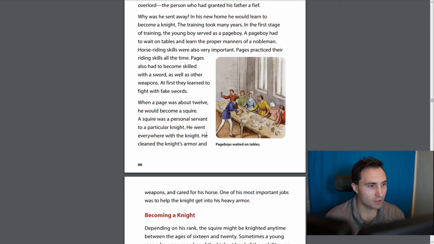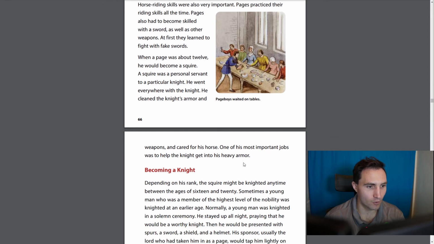When a page was about 12, he would become a squire. A squire was a personal servant to a particular knight. He went everywhere with a knight. He cleaned the knight's armor and weapons and cared for his horse. One of his most important jobs was to help the knight get into his heavy armor.